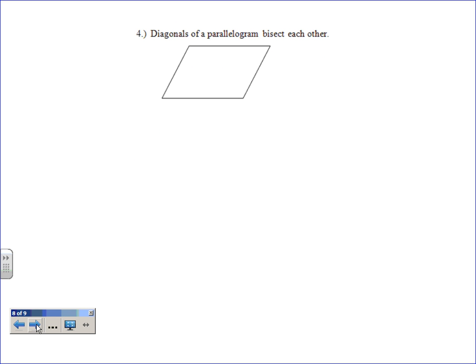What else do we got here? Ooh, this is a big one. Most people forget about this one. Diagonals of a parallelogram bisect each other. Well, we know what bisect means, right? It means cuts in half. Well, what is a diagonal?